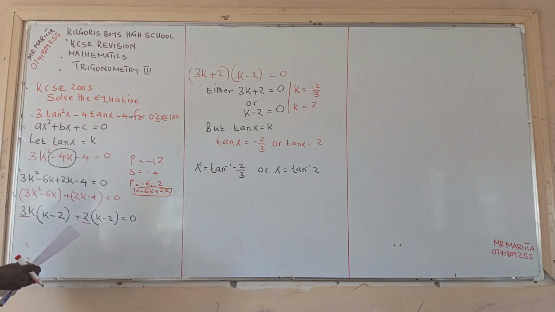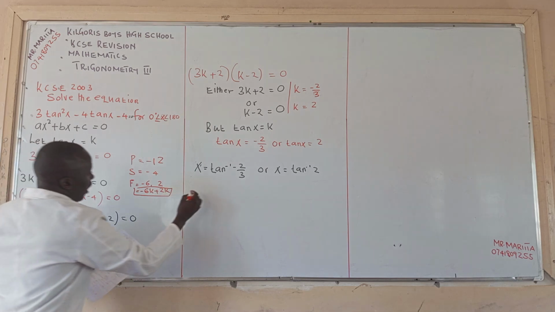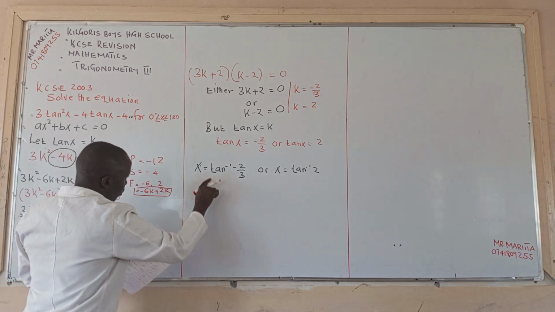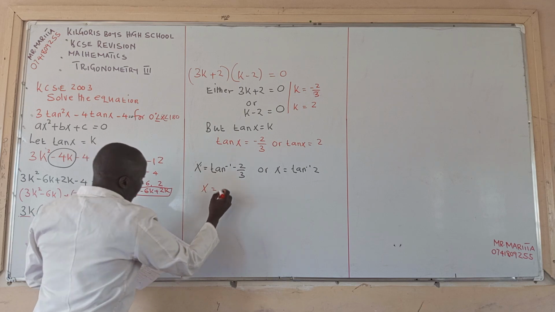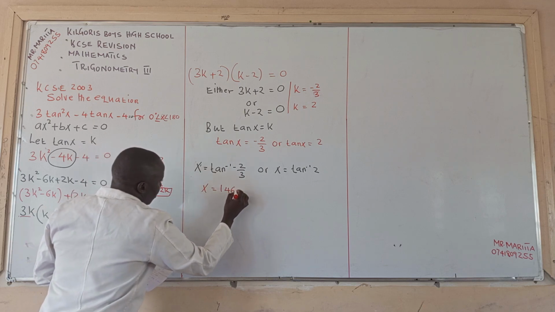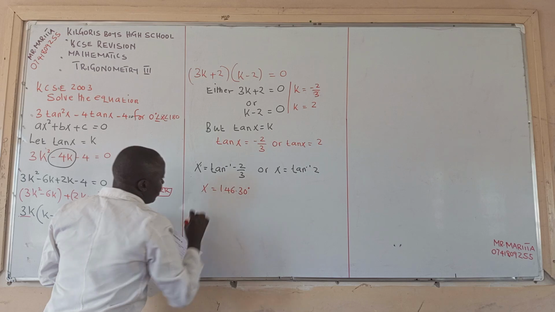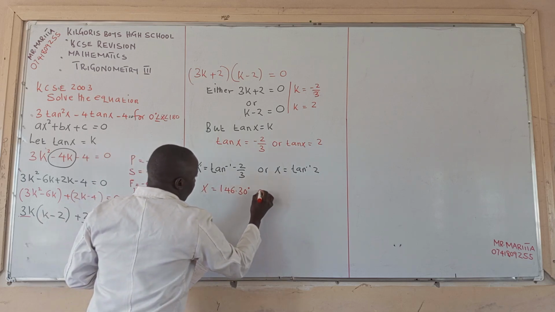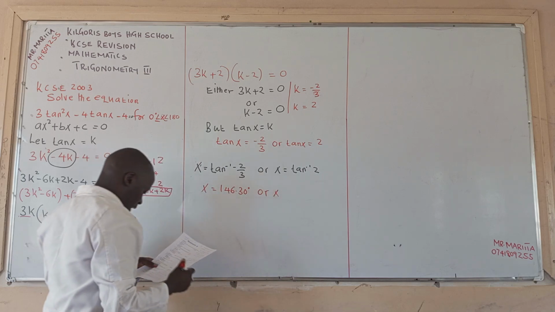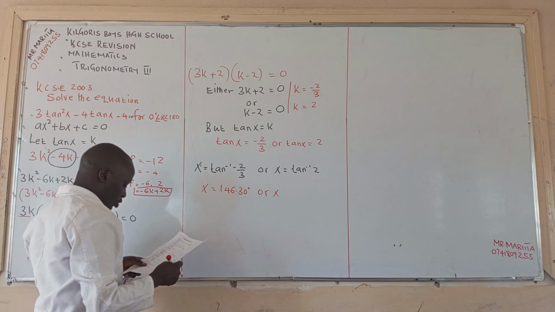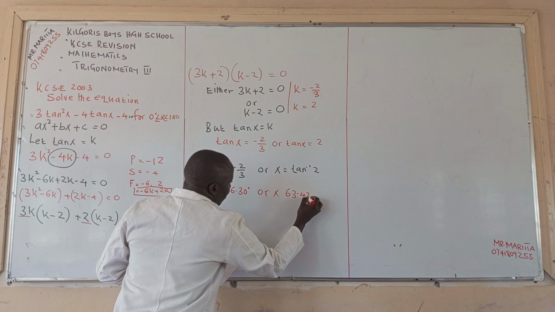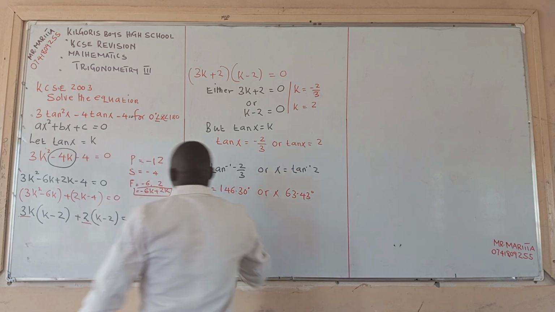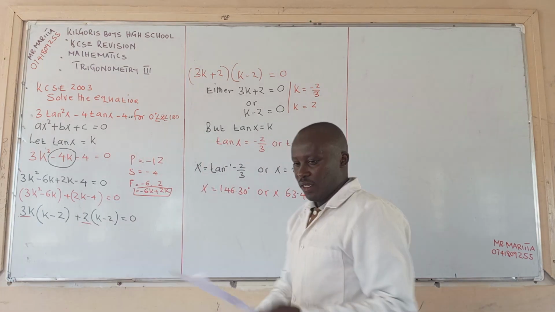If you find that, for negative 2 over 3, then x is 146.30 degrees, or from the other side, where tan x is 2, then x is 63.43 degrees. So that is the value of x.